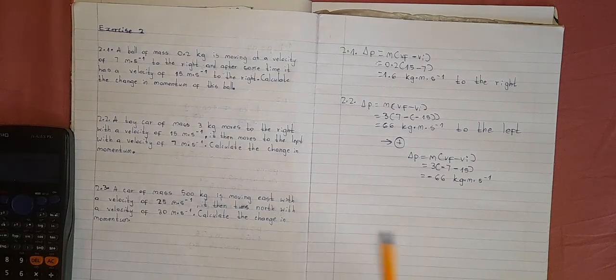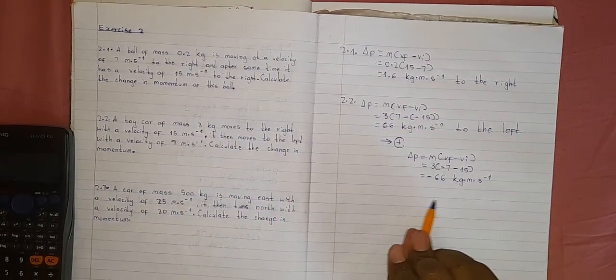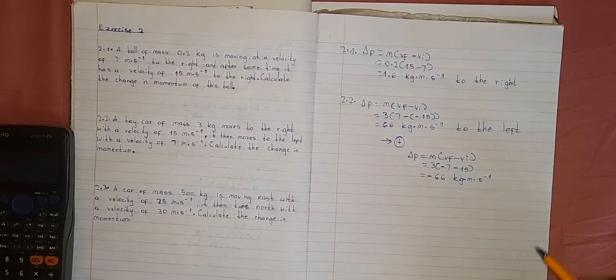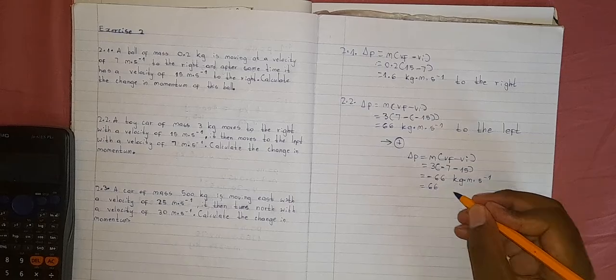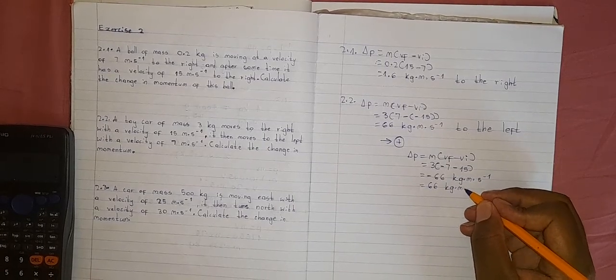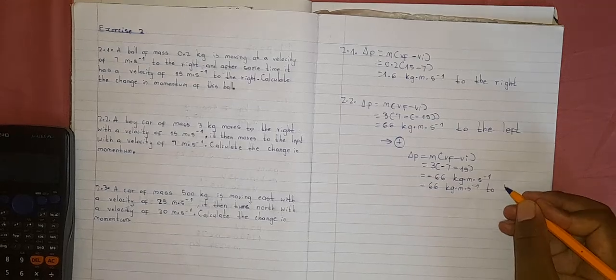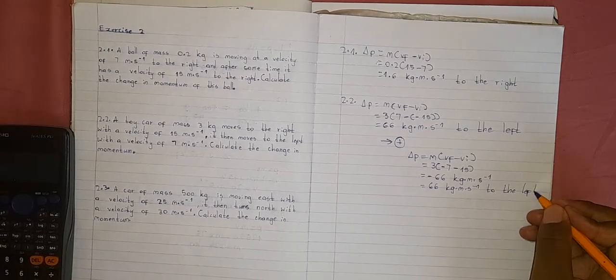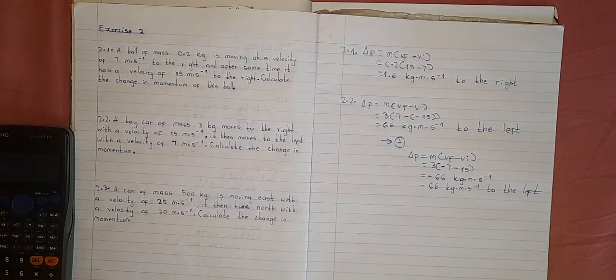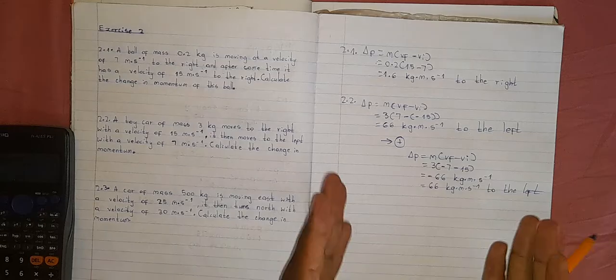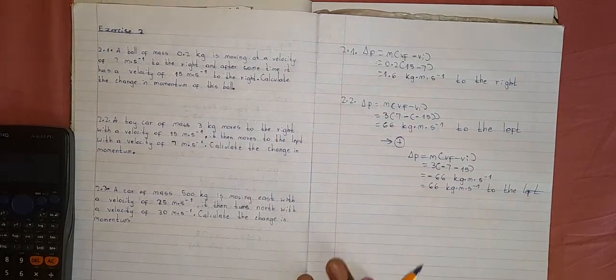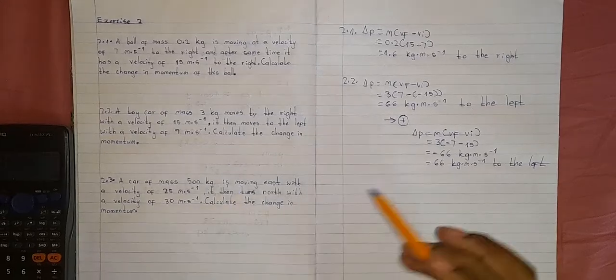This negative here does not tell you that this momentum is less. It tells you that the momentum is in another direction. So you cannot say negative 66 kg per meter per second and leave your answer like that. No, you must say 66 kg per meter per second to the left. Like I told you, this negative does not mean in physics that this momentum is less. It means that it is in another direction. I hope you grab that there. And let's do the last one here.